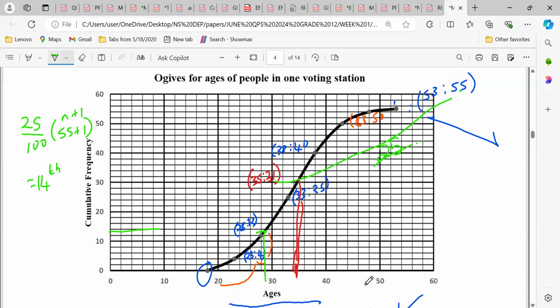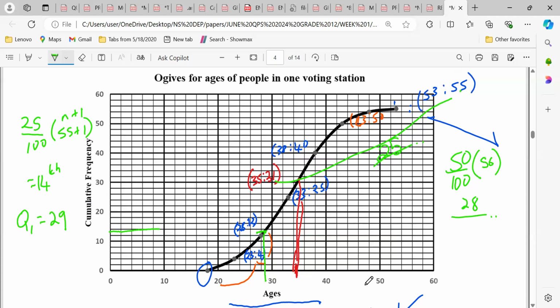So I'm going to tell them Q1 is going to be 29. Everyone is happy with Q1? Palisa, are you happy? Yes. All right, 29. Let's get Q2. How do you get Q2? It's 50%. So we have 50 over 100, and then 55 plus 1, and then we should get 28.